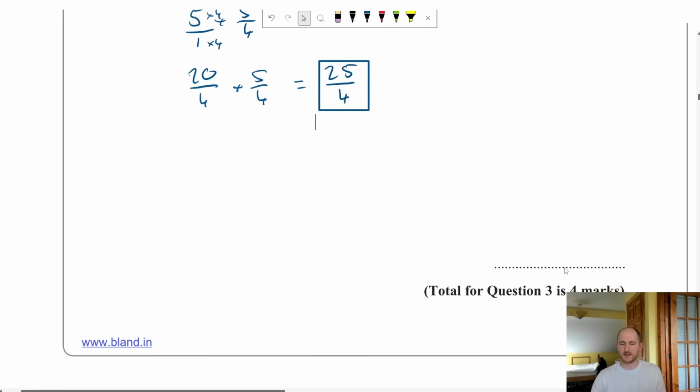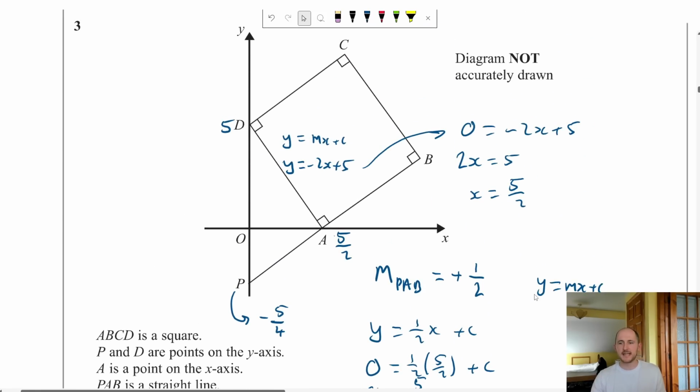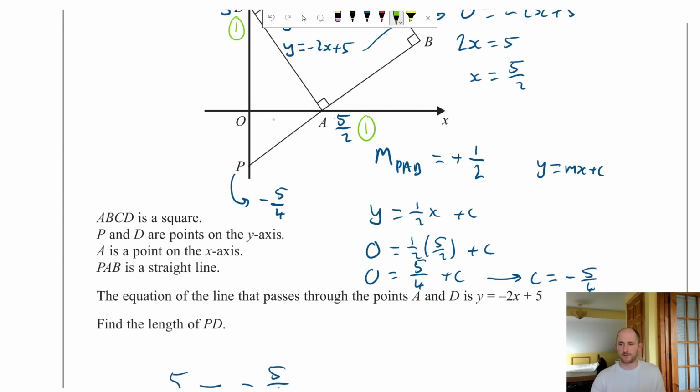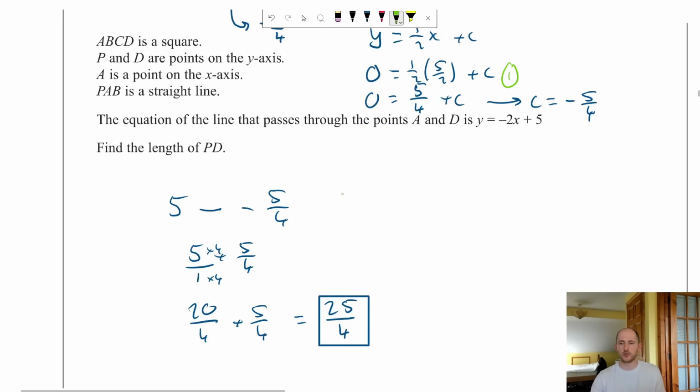That's a 4-mark question. It's pretty intense, not going to lie. In terms of where you'd get your marks from, you'd get a mark for working out the 2 coordinates here, because you need them for the question. A mark for getting a correct equation of a line for PAB, and of course a mark for getting the right answer. Kind of obvious, really.